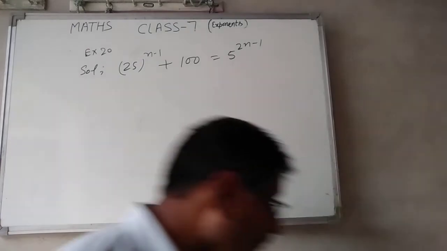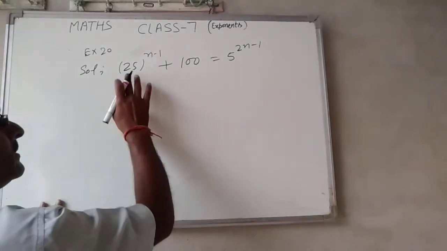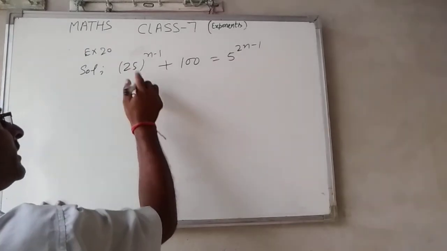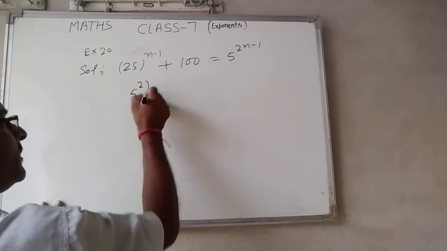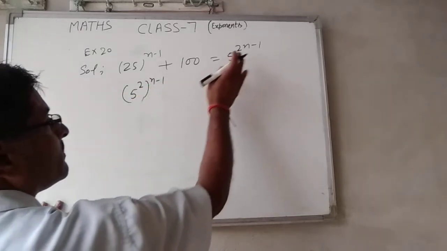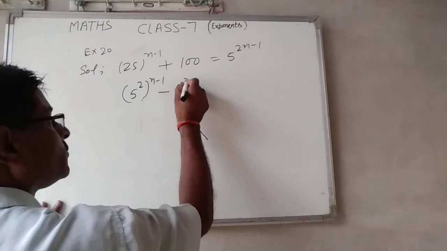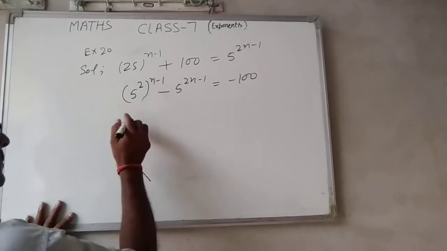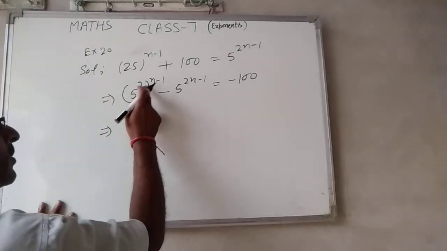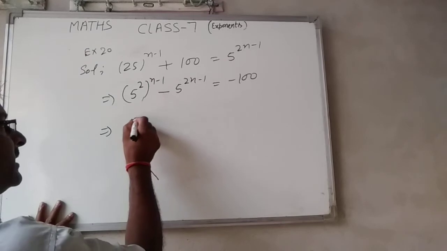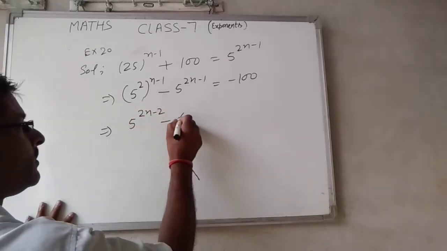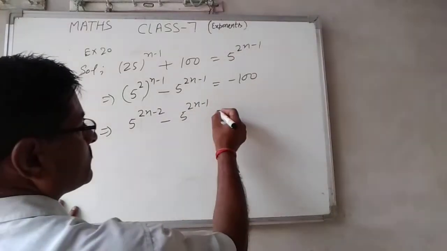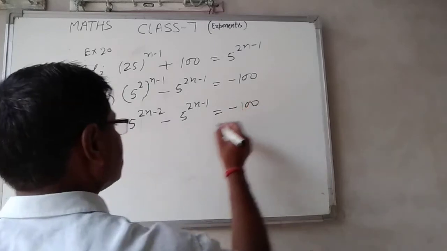Here again we have to find the value of n. So this is the equation. We can express each with the base of 5. 25 can be written as 5 to the power 2, multiplied with n minus 1. Because we have to find the value of n, we can transfer it to this side: 5 to the power 2n minus 1 is equal to minus 100. We have a power of a power, so both powers are multiplied, and we get 5 to the power 2n minus 2, minus 5 to the power 2n minus 1, is equal to minus 100.